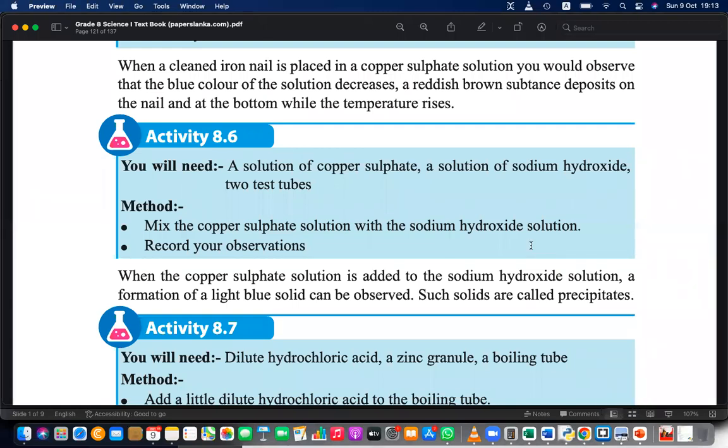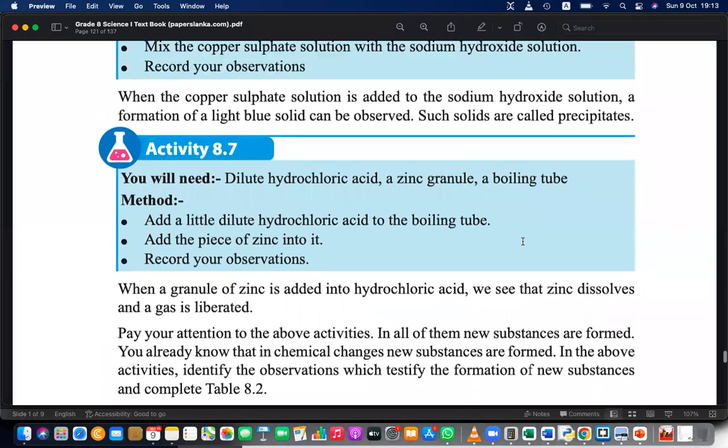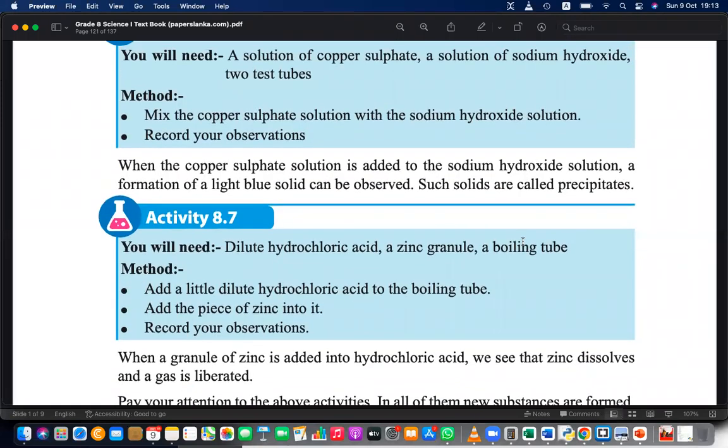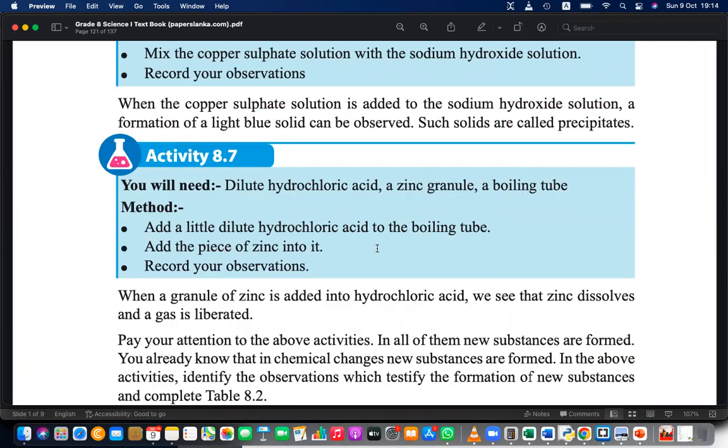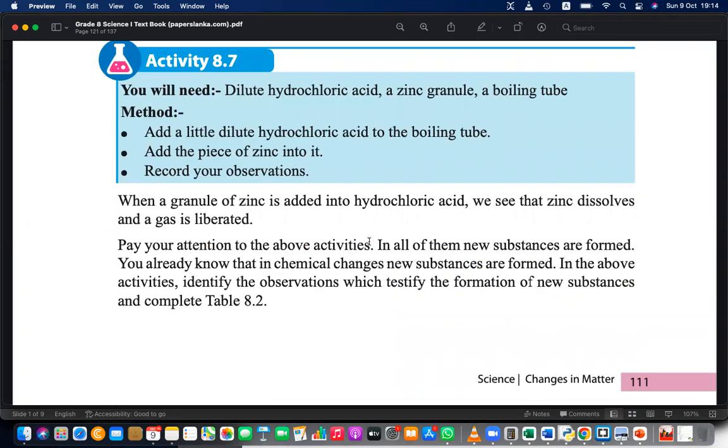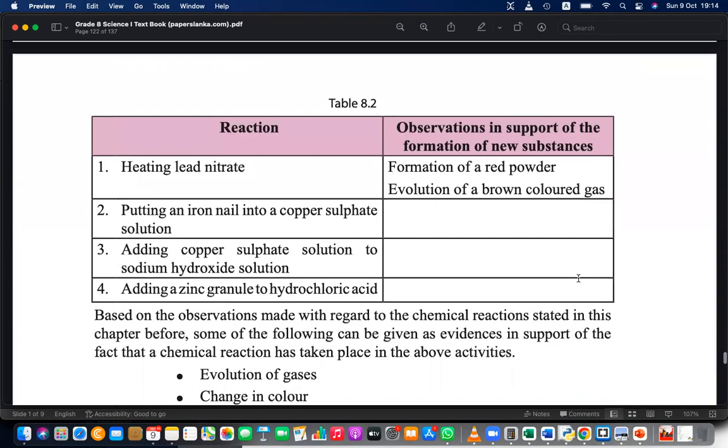So the copper sulfate solution with sodium hydroxide solution will create a blue color solid. Right, then dilute hydrochloric acid and the zinc. Hydrochloric acid will react with zinc and you can observe bubbles, right? So zinc will be dissolved and you can observe some bubbles and new substances will be formed. So these kinds of things we call chemical reactions.